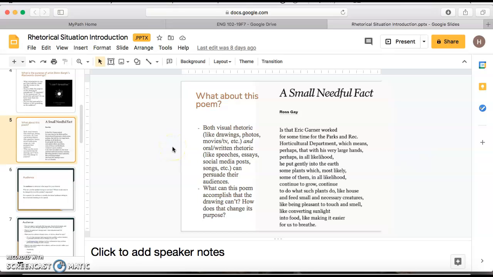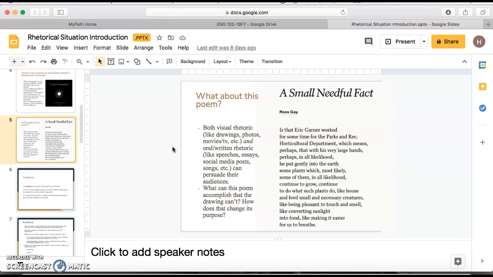So this is a poem by Ross Gay, and it has a very similar purpose to the drawing that we just saw. It's a poem about Eric Garner. I think this poem can accomplish a little more than the drawing can in terms of giving you more information and creating, at least in me, a stronger emotional response, where it talks about how he worked in the Parks and Rec horticultural department, and he's growing things in this kind of weirdly beautiful poem that's all about breath and breathing, and how he was helping the world breathe. And so if you know the context of his last words being, "I can't breathe," that can create a really strong emotional response.